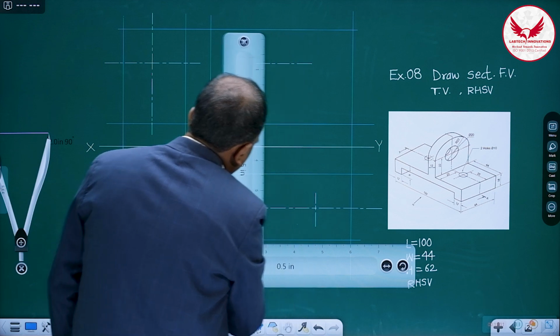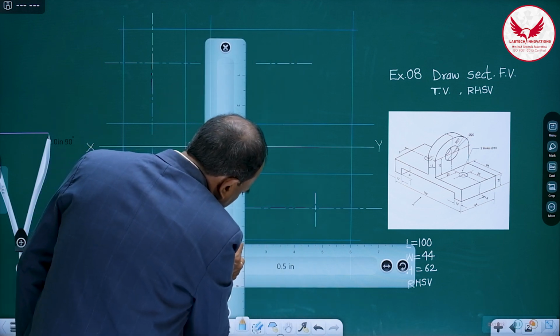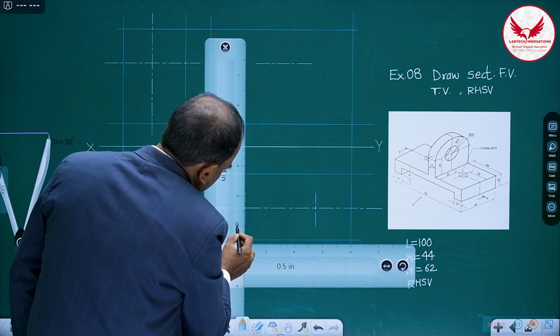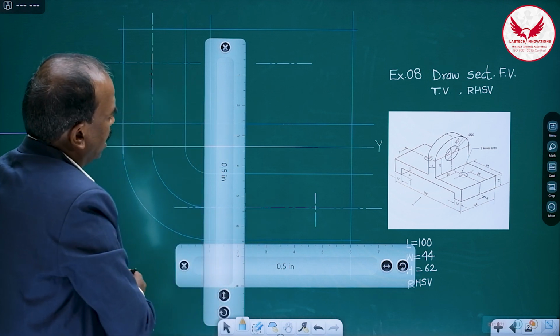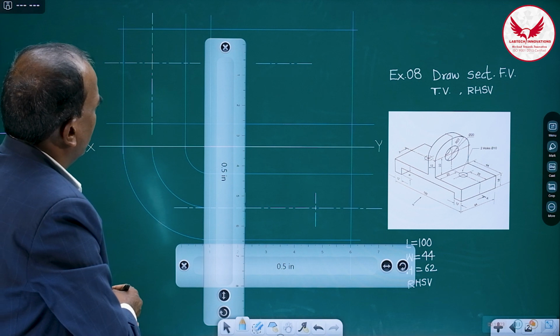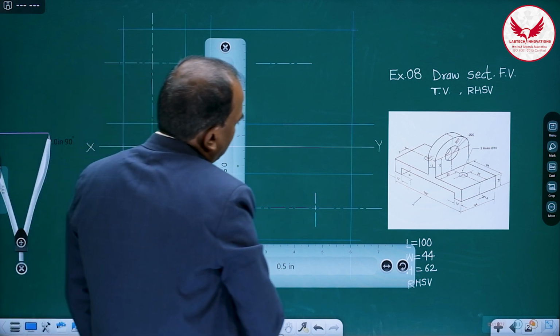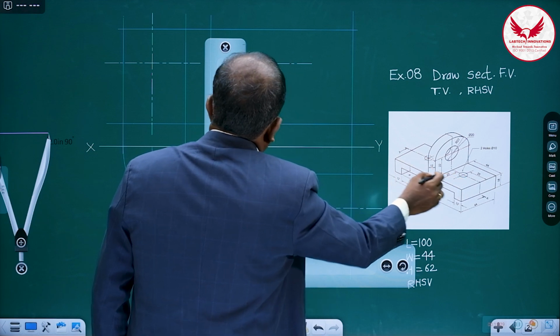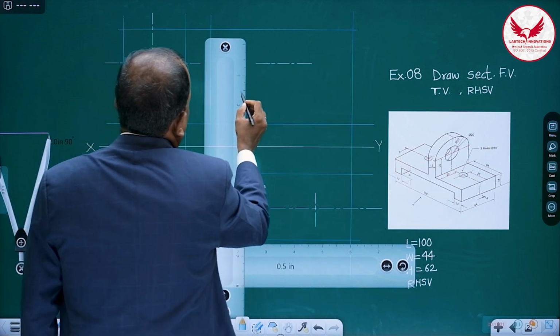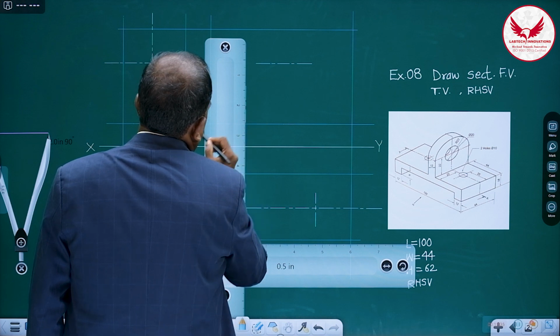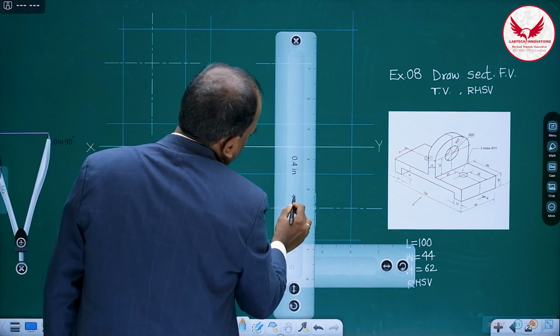So it's a small hole. From this side also, this is the center line, the intersecting center line. And this center line will be useful for showing the holes in the front view. In the front view, this center line will be somewhere over here. Similarly, its projection also.